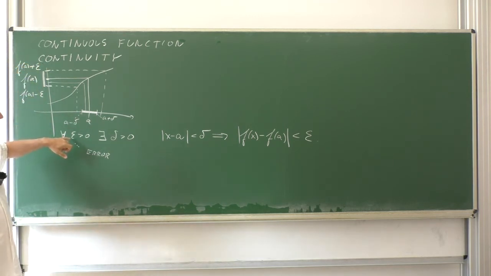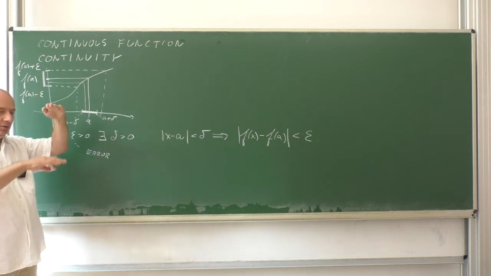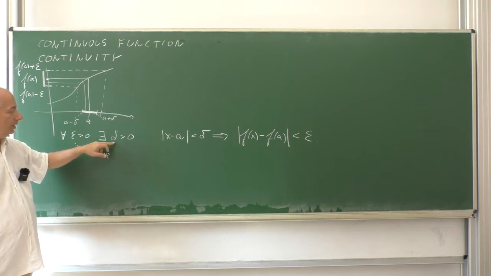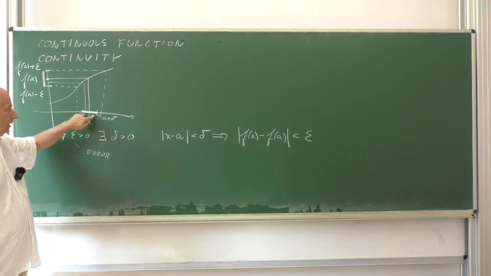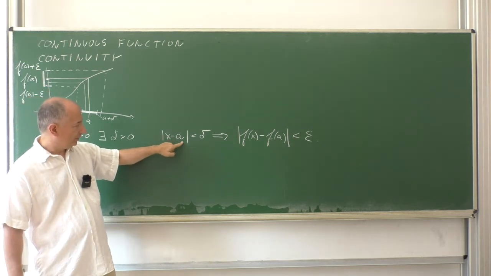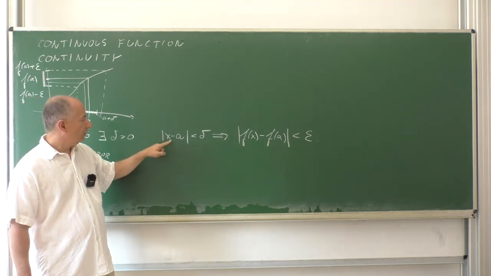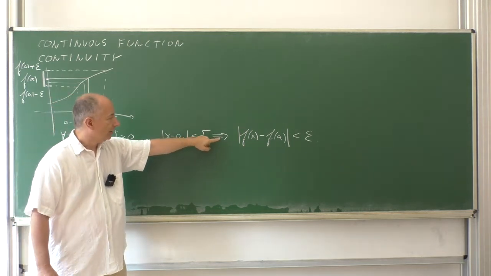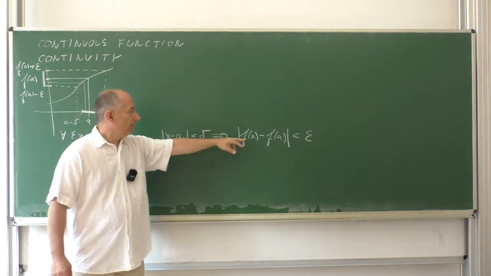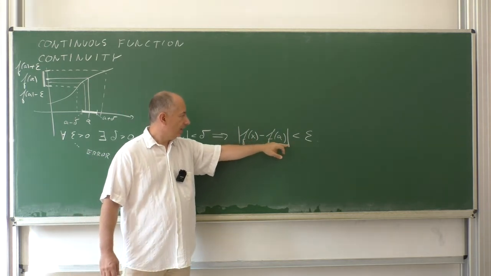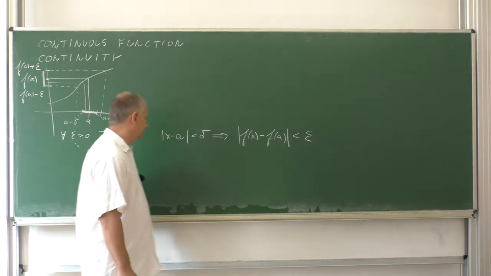So once again, for all positive epsilon that measure the difference of function values, there exists at least one positive delta that measures the deviation, the difference of x values, such that for all x satisfying this, that means close to a, that means all x values such that |x minus a| is less than delta, that implies the function values are close to f(a). That means |f(x) minus f(a)| is less than epsilon.